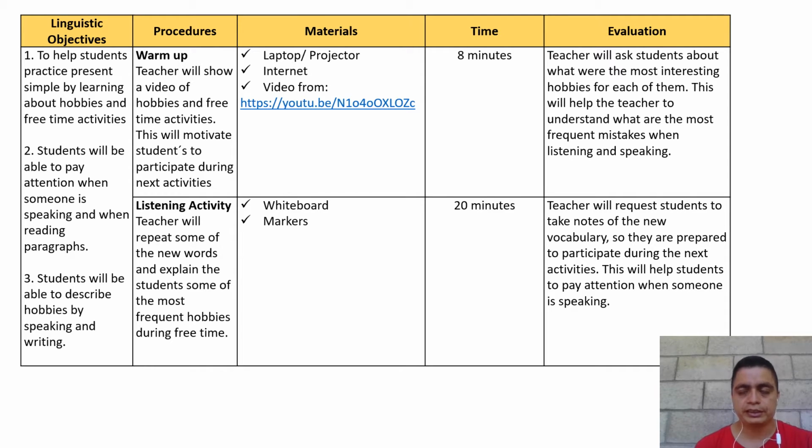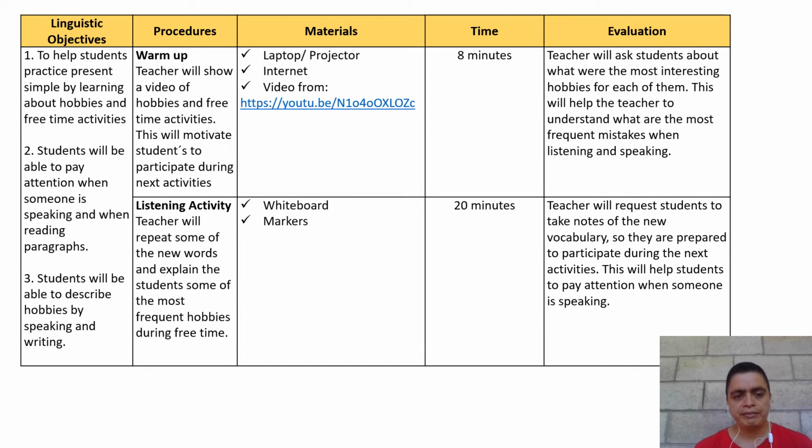Linguistic objectives is the first column, then the procedures, and then materials, time, and evaluation or assessment. So the three objectives I have are, for example, the first one, to help students practice present simple by learning about hobbies and free time activities. So the topic is hobbies and free time activities, but the students will get skills about talking, listening, reading, and writing about simple present or present simple.